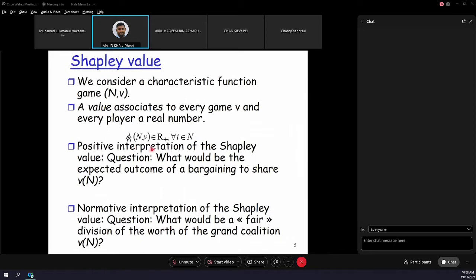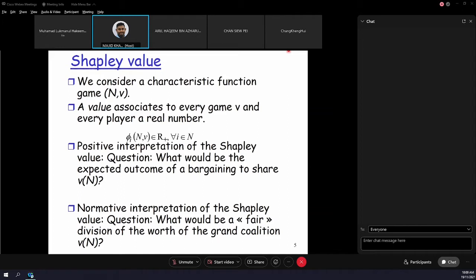Positive interpretation of the Shapley value. Question: what will be the expected outcome? Because, as I mentioned previously, if done separately, I know Majid can do 40, Ching Kang Hui can do 30. But now, what will be the expected outcome of bargaining to share the VN? But for today, I will just look at Shapley. When we go to week 8, we will look at an extension of Shapley on bargaining, how you should bargain.